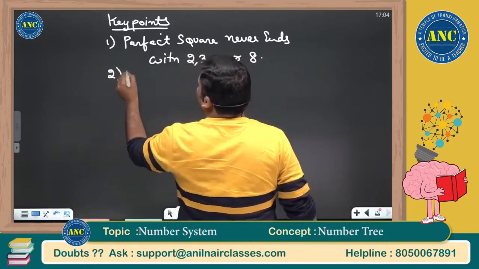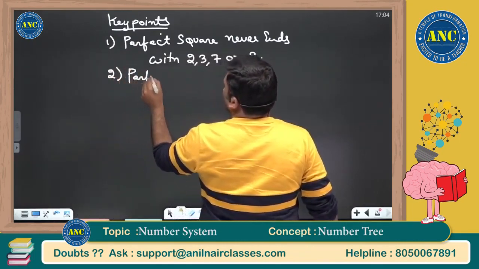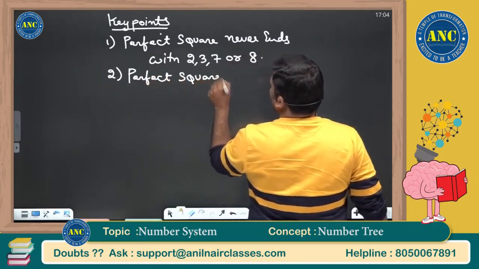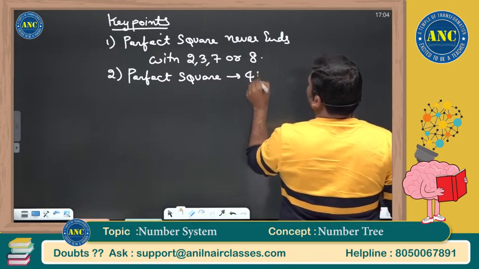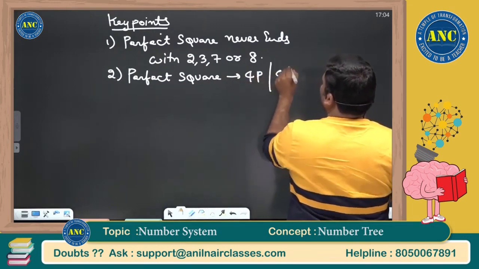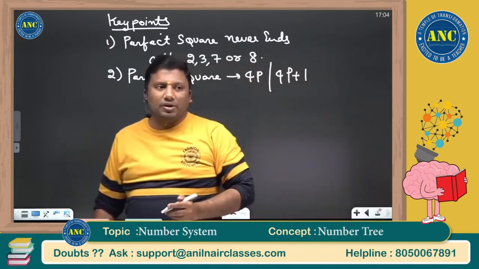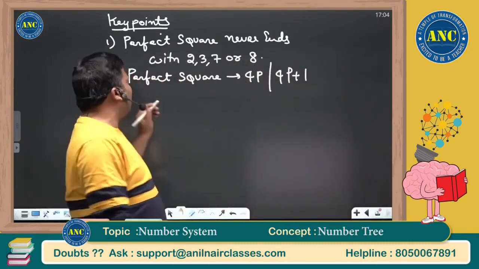Second one: a perfect square is always of the form either 4 into something, or 4 into something plus 1.